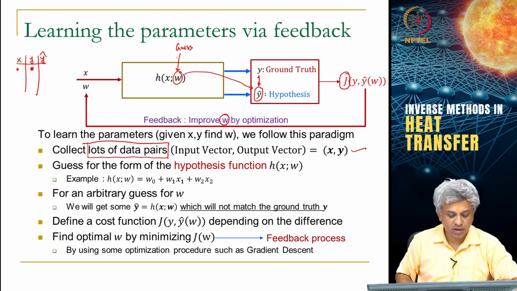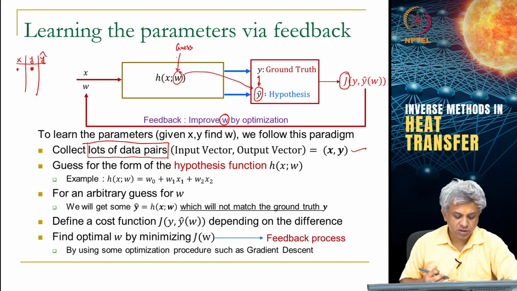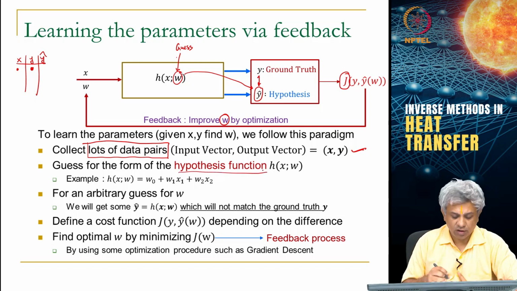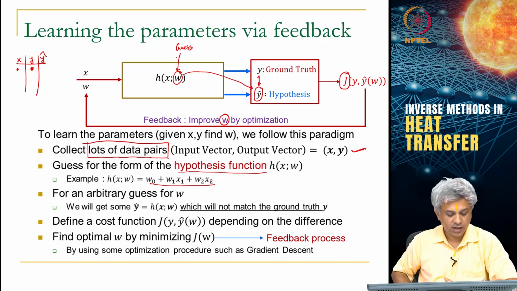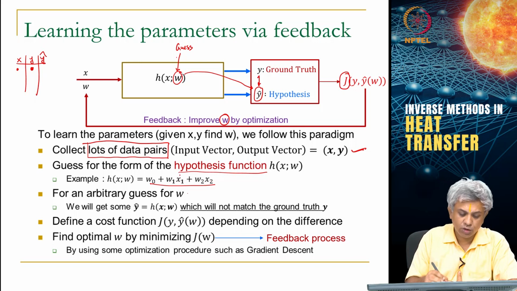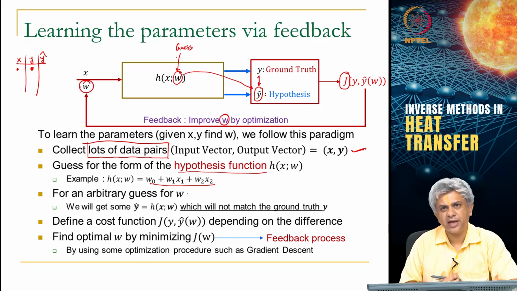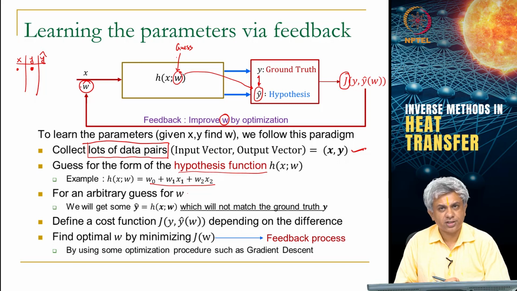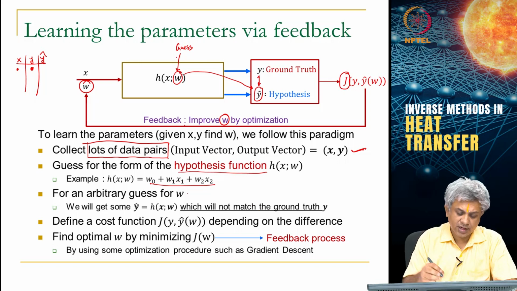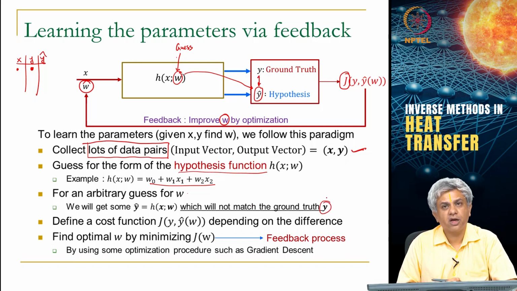So, we will see some of those techniques next week. Anyway, coming back to this point, you collect a lot of data points, you have to guess the form of the hypothesis function, for example linear, quadratic, etc. Then for an arbitrary guess for W, just like we did with nonlinear optimization in Gauss-Newton, you guess a value for W, and the guess you take will generally not match the ground truth. Then you define a cost function depending on the difference.